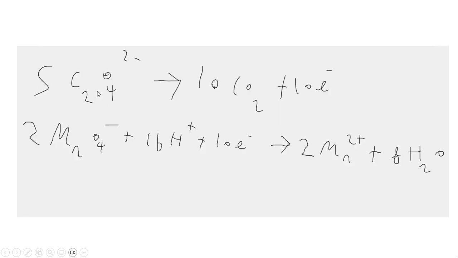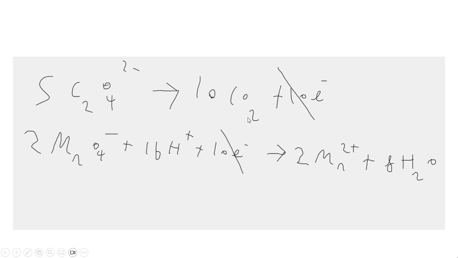So do that, you get 5C2O4 2 minus equals 10CO2 plus 10e minus, and you get 2MnO4 minus plus 16H plus plus 10e minus gives 2Mn2 plus plus 8H2O. Then you cancel the electrons, like that. And you also cancel anything else that also cancels, so maybe H plus will also cancel. In this case, it doesn't. And then all you do is write everything before the arrow on the same side. So you write 5C2O4 2 minus plus 2MnO4 minus plus 16H plus gives you 10CO2 plus 2Mn2 plus plus 8H2O.